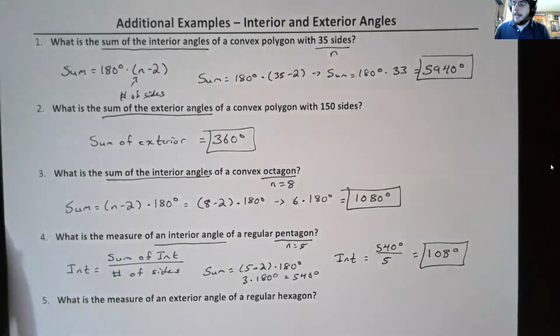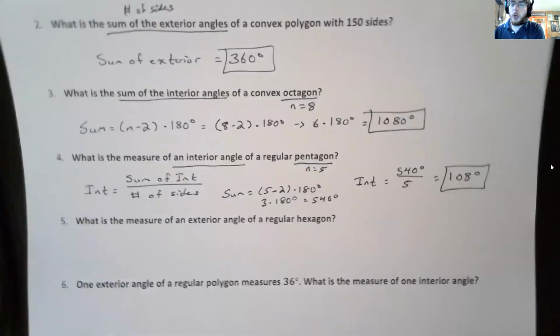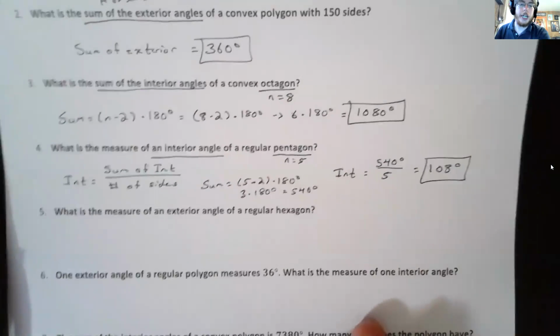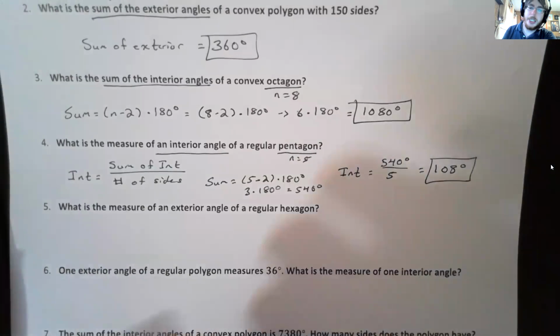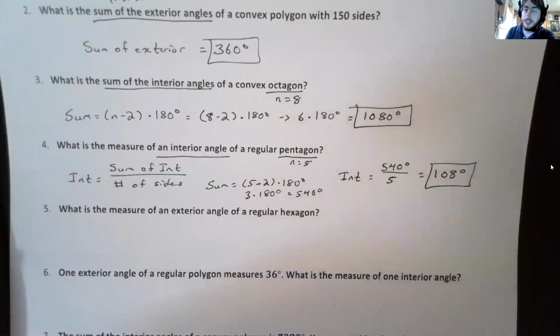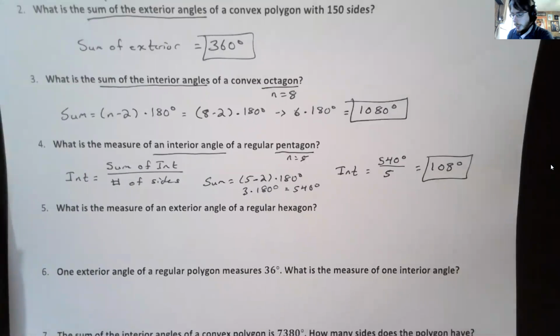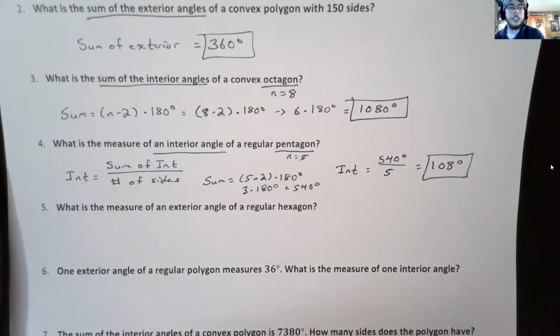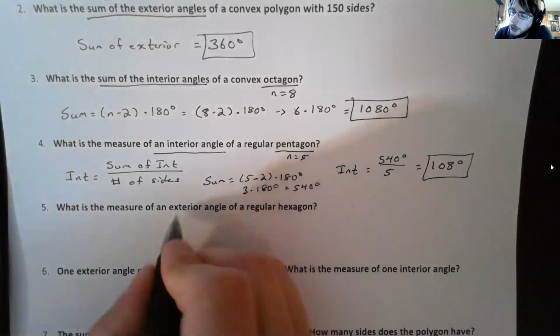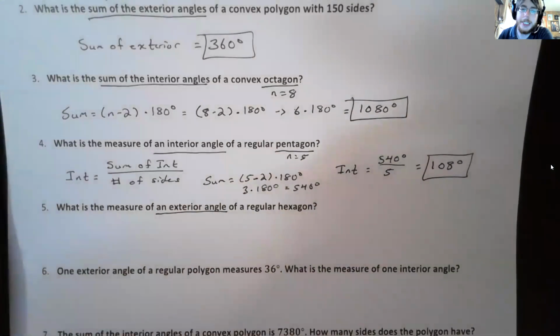All right, number 5. Number 5 says, what is the measure of an exterior angle of a regular hexagon? So you can try this one out for yourself as well. It's something that we covered during the previous lesson. So number 5 says you want to find the measure of an exterior angle. So you don't want to find the sum, you want to find just one.